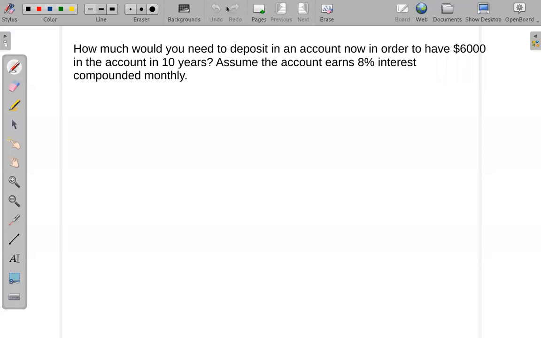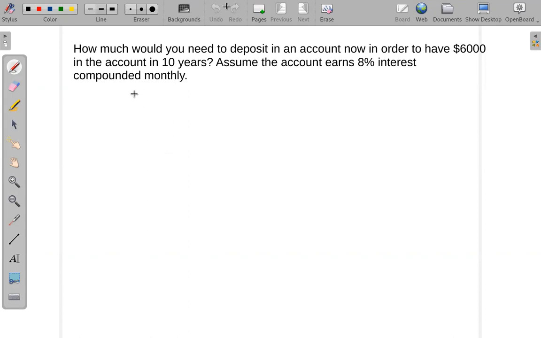How much would you need to deposit in an account now in order to have $6,000 in the account in 10 years? Assume the account earns 8% interest compounded monthly. All right, what do we got here? How much would you need to deposit now in order to have 6,000 in the account in 10 years? So we know what we want to have in the future. We don't know the present, and we just want to make one deposit.